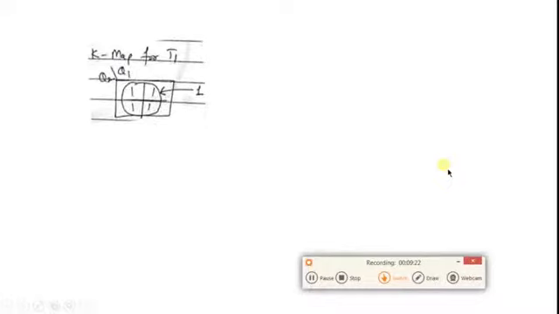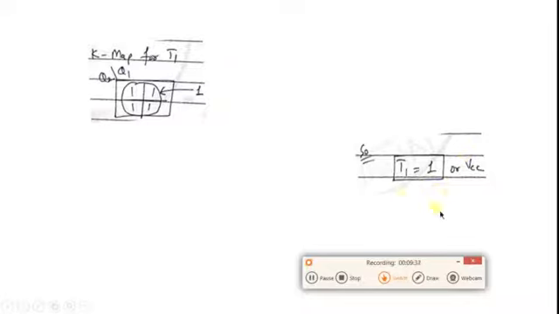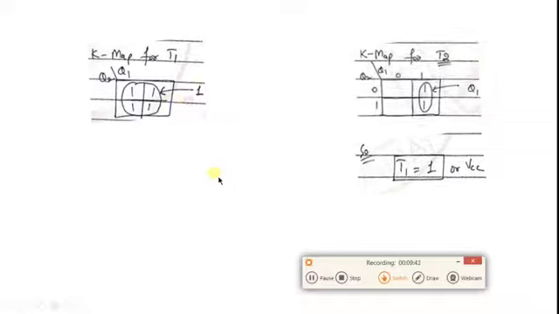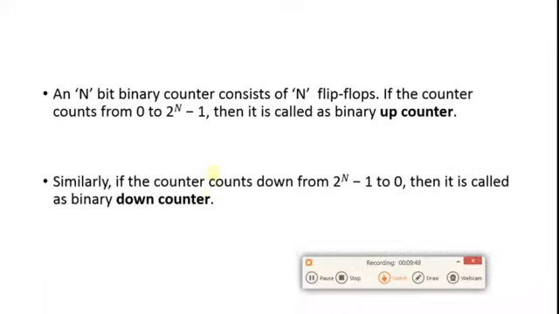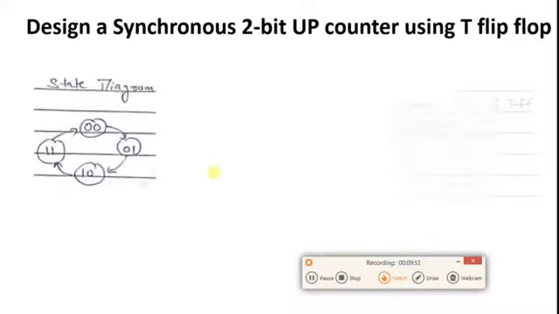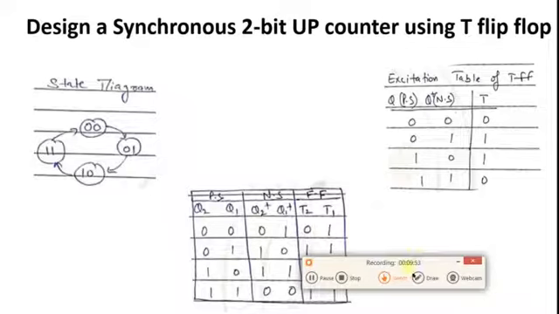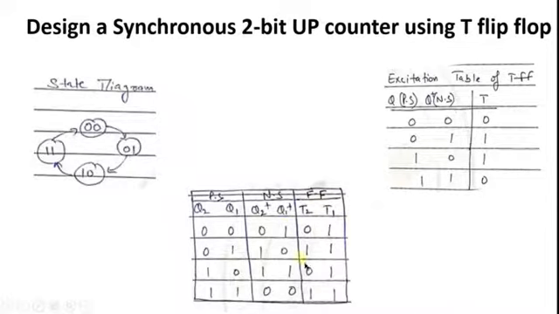Based on this, we'll be getting the equation of T1 as equal to 1. That is, T1 is equal to VCC, because all the boxes are occupied with 1. In the next case, when we talk about T2, as you can see from the previous slide as well, the T2 value in 0 0 we are getting 0, in 0 1 we are getting 1, in 1 0 we are getting 0, and in 1 1 we are getting 1.